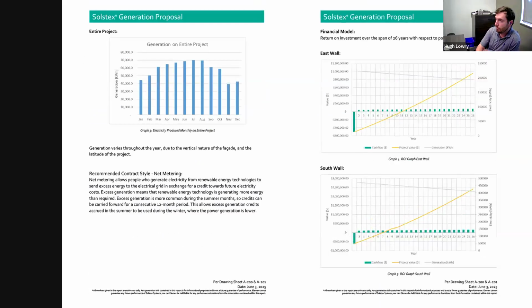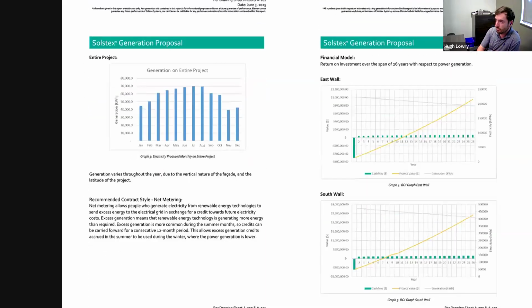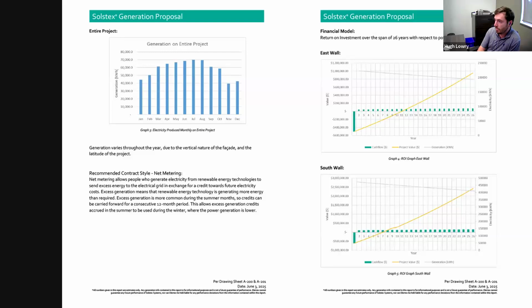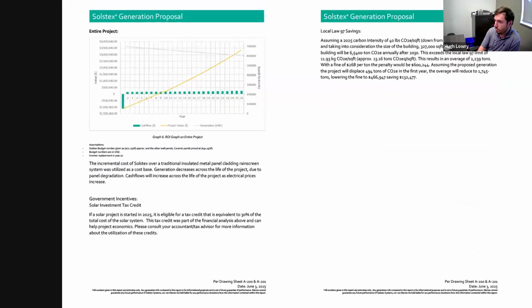We do that both for each wall individually and the project as a whole. And then we also break out the financial model for the project as well. The financial modeling can be as low as 8 to 9 years if everything breaks the right way, as it did with this project. And then finally, we'll talk about any government incentives that are available in the region as well.